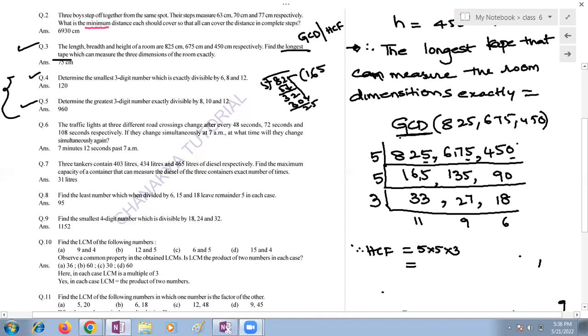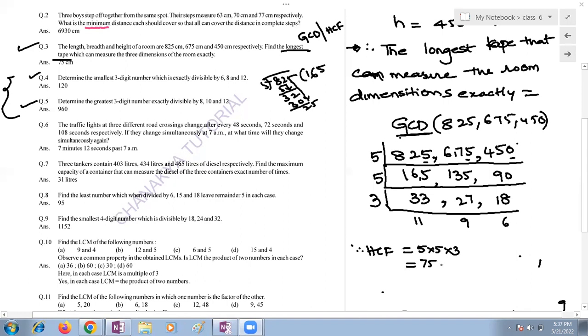Ma'am, then what about LCM? When finding LCM, all these numbers you are supposed to divide further also. Yes, ma'am. LCM, I know that. LCM means 75, ma'am. 75, because 5 5s are 25, 25 3s are 75.